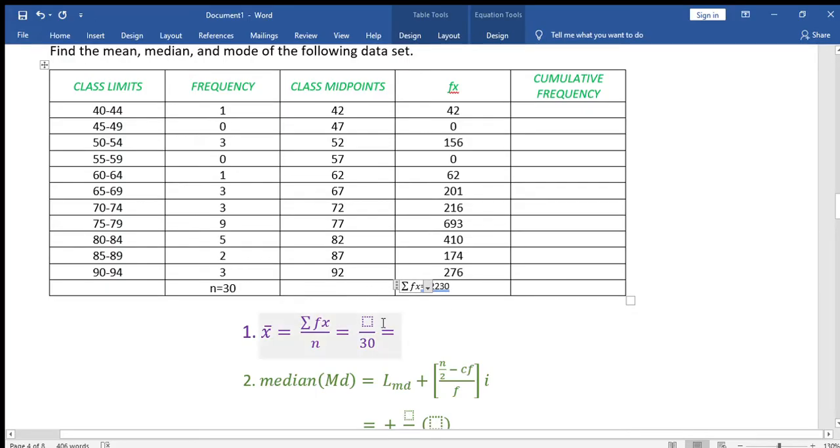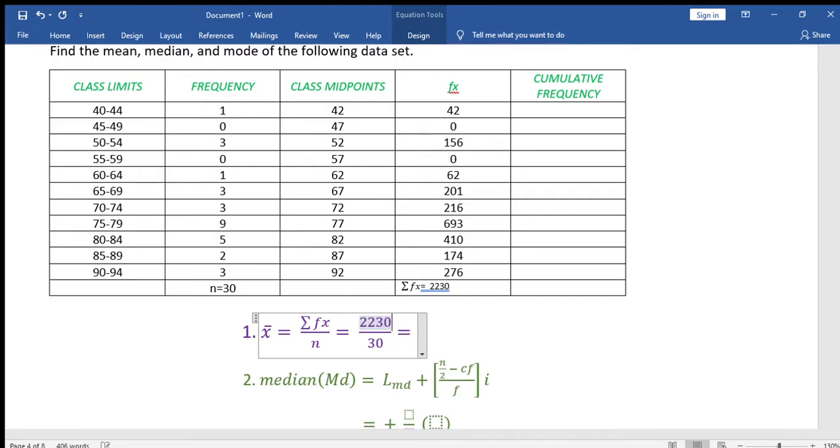Remember that this symbol sigma, if you see that, denotes that you're going to add. You're going to find out the total. Now we have 2230. Then we just need to get the quotient of this. Divide it by 30. So approximately the value of our mean is 74.33. This is the approximate value of our mean if you round it to the nearest hundredths.